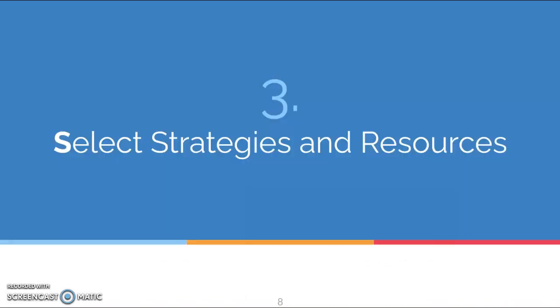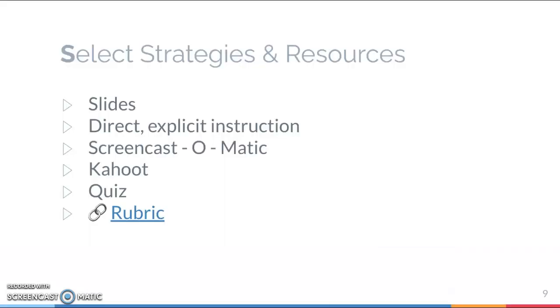The third step in the Assure model is selecting strategies and resources. There are a lot of strategies and resources for this lesson. I created the Google Slides to teach them about copyright rules. The instructional method is direct, explicit instruction. I used Screencast-O-Matic to record my audio over my slides.